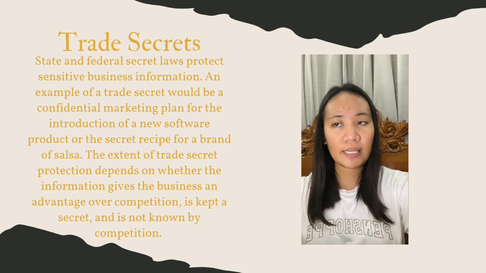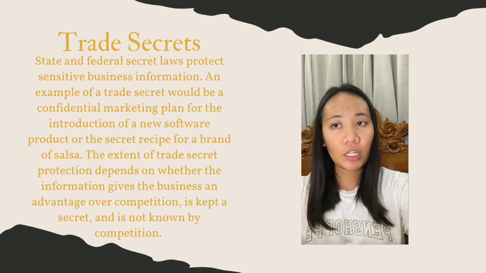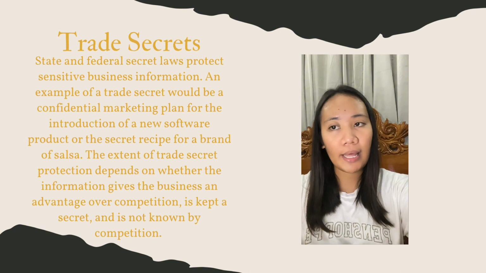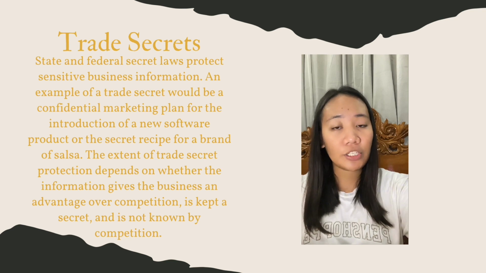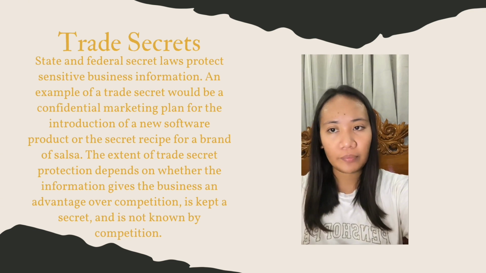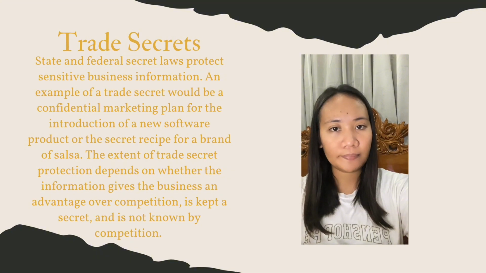Trade secrets. State and federal laws protect sensitive business information. An example of a trade secret would be a confidential marketing plan for the introduction of a new software product or the secret recipe for a brand of salsa. The extent of trade secret protection depends on whether the information gives the business an advantage over competition, is kept a secret, and is not known by competition.